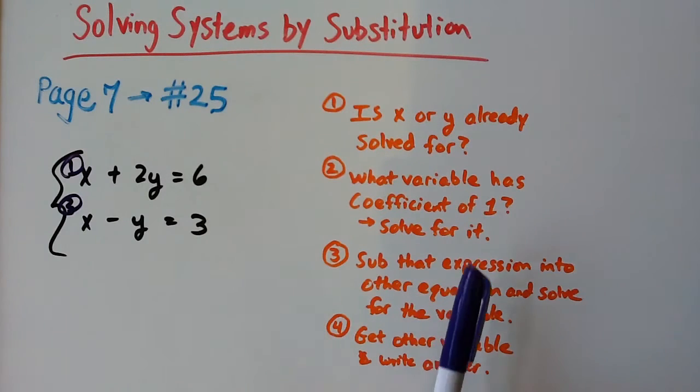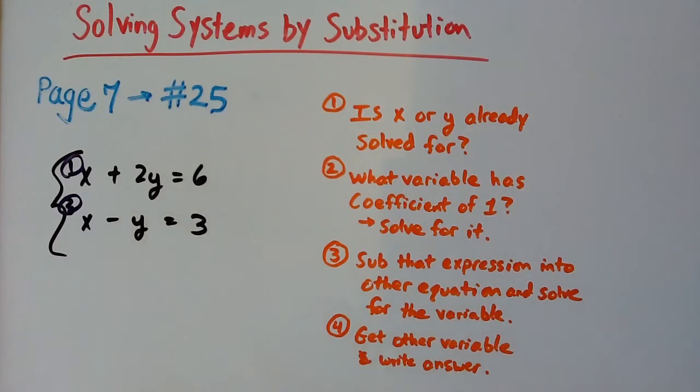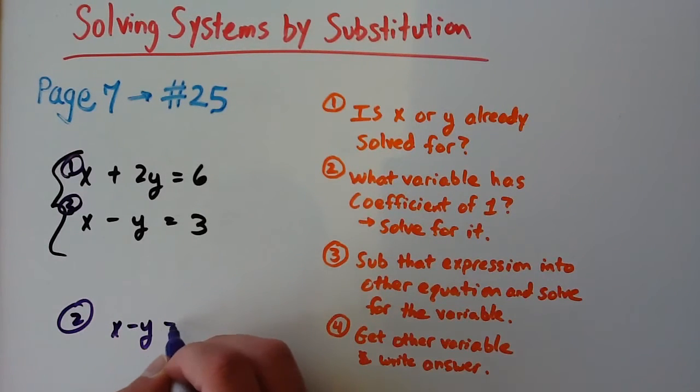Second question is, what variable has a coefficient of 1? Because that's sort of going to be easiest to solve for. In the first equation, x has a coefficient of 1, and in the second equation, x has a coefficient of 1. And so let's just pick one of those equations and solve for x. I'm going to pick the second one.